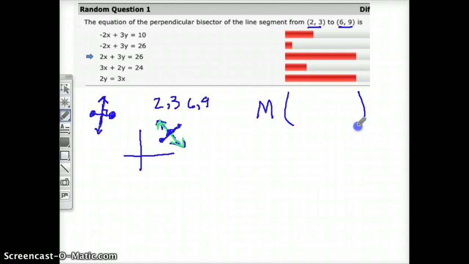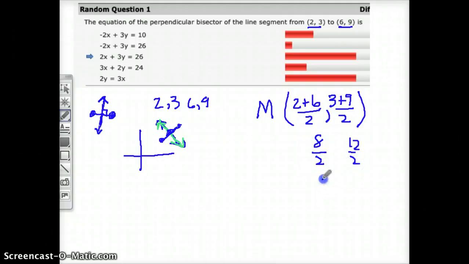All you have to do is just find the x and the y. You find the x by adding the x coordinate values together, divide by 2. The y coordinate values together, divide by 2. So here the midpoint is 8 over 2, and this is 12 over 2. So this is going to be (4, 6). Okay? So that's this point right in here. All right, now we know a point on the green line. I'll call that P for point.